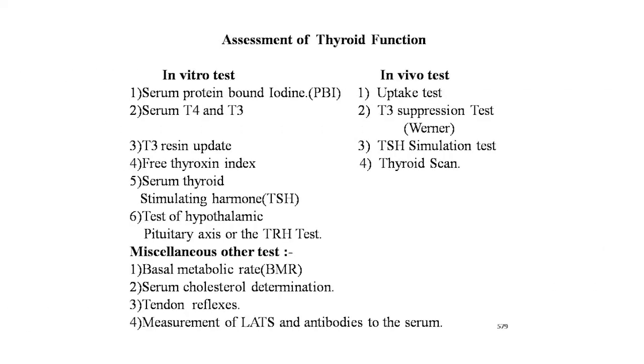Now the assessment of thyroid function. In general, there is no single procedure considered a reliable basis for diagnosis, and therefore a combination of various tests is required to assess thyroid function. In vitro tests: serum protein bound iodine, that is PBI, serum T4, T3 resin uptake, free thyroxine index, serum thyroid stimulating hormone, that is TSH, and test of the hypothalamic pituitary axis, the TRH test. Miscellaneous other tests include basal metabolic rate, BMR, serum cholesterol determination, tendon reflexes, measurement of LATS and antibodies in the serum. In vivo tests: uptake test, T3 suppression test, that is the Werner test, TSH stimulation test, and thyroid scan. All these are assessments for thyroid function.